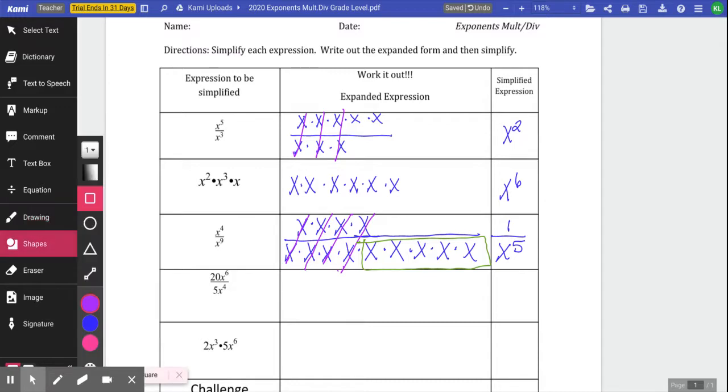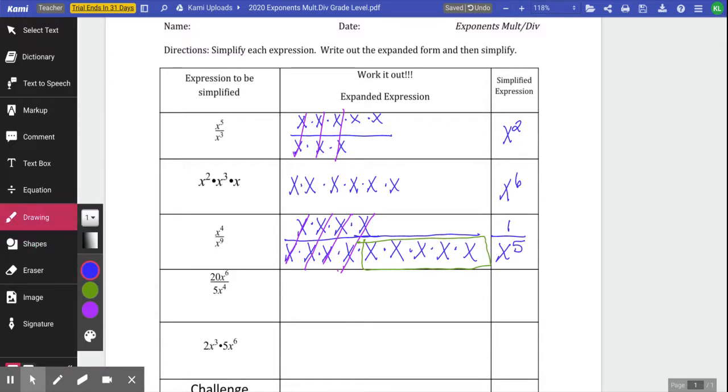Okay? So now let's take a look at this next one. This is also division. We have 20x to the 6th divided by 5x to the 4th. So remember that 20 and that 5 are coefficients. They don't have exponents. They're just being multiplied by the variable with the exponent. So when I write those coefficients, I only write those coefficients once. So I'm just going to do that right now. And then when I have the variables with the exponents, I'm going to expand those out.